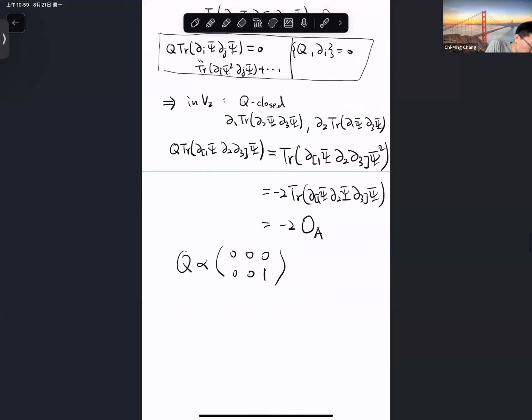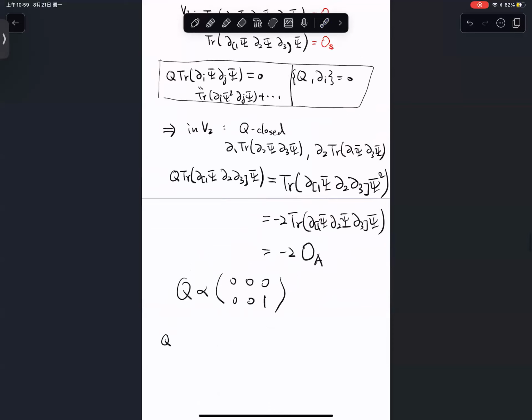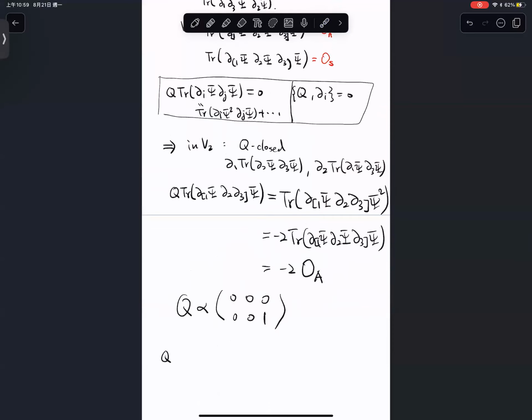So basically, you can write. Sorry, one more question. How do you see that OS is not in the image of this V2 to V3 map?